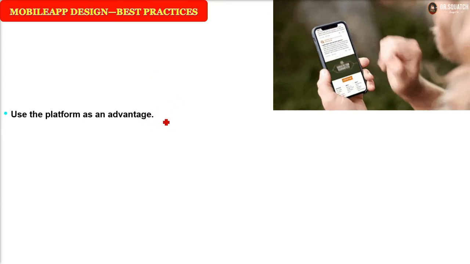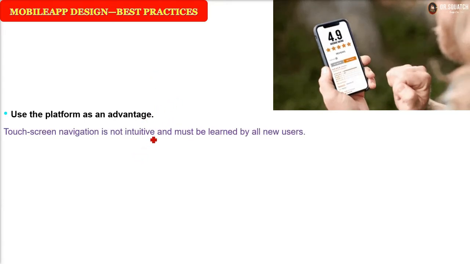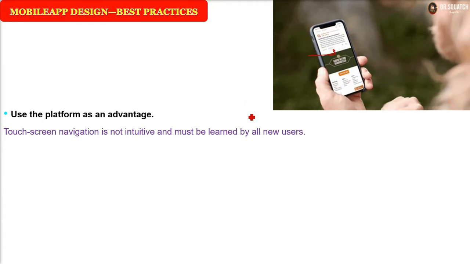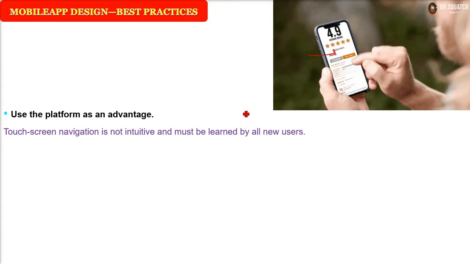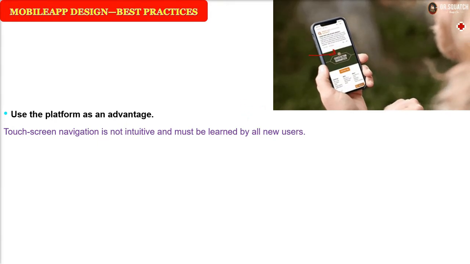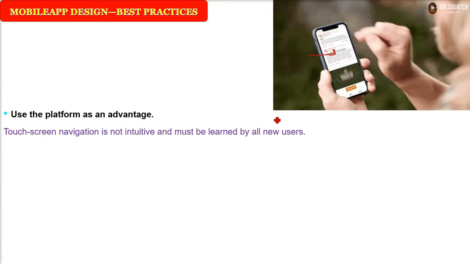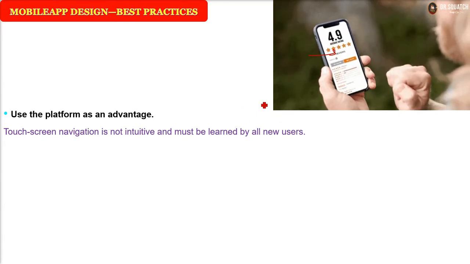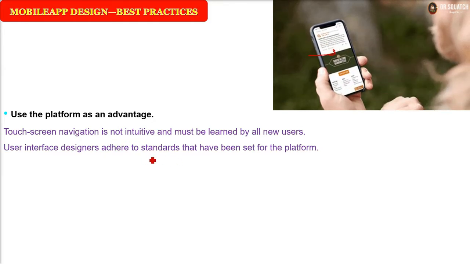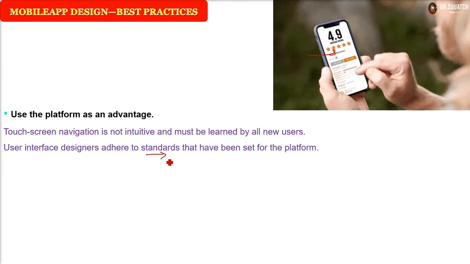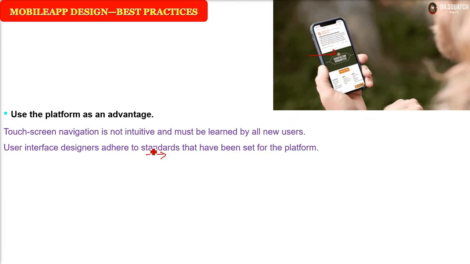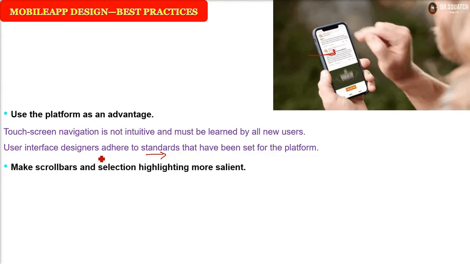Use the platform as an advantage. See, touchscreen navigation is not very intuitive. It has to be learned by all the new users, especially differently abled and old age people. So use these as an advantage. The user interface designers should adhere to the standards because standards are already provided. Why not just follow them? If you follow them, this will be better for the user also.